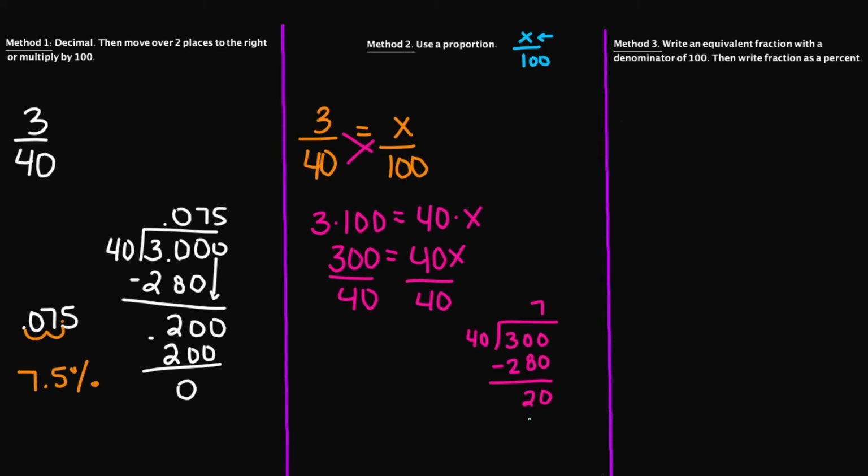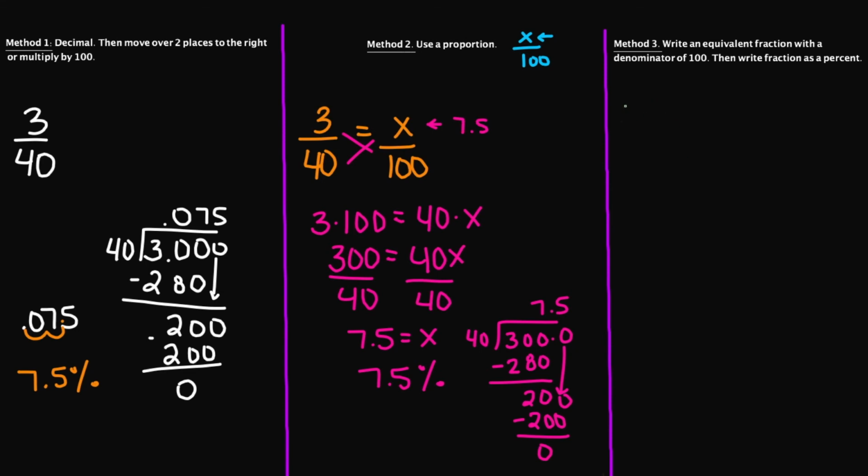40 goes into 20. It doesn't go, so I'm going to add a decimal, decimal, and 0. I'm going to bring down my 0 here. 40 goes into 200 now 5 times. 40 times 5 is 200. 200 minus 200 is going to equal 0. So x equals 7.5. This is just going to be 7.5% because your x here is 7.5.